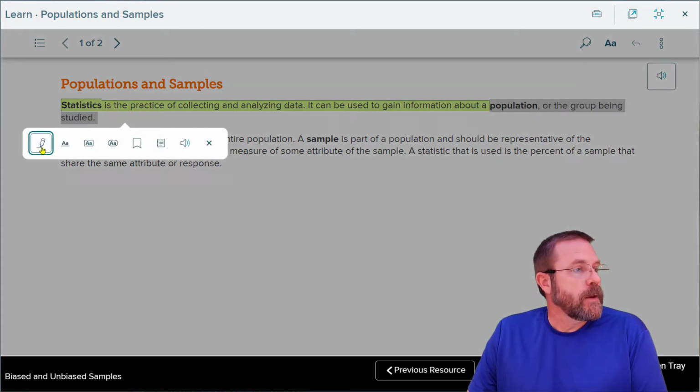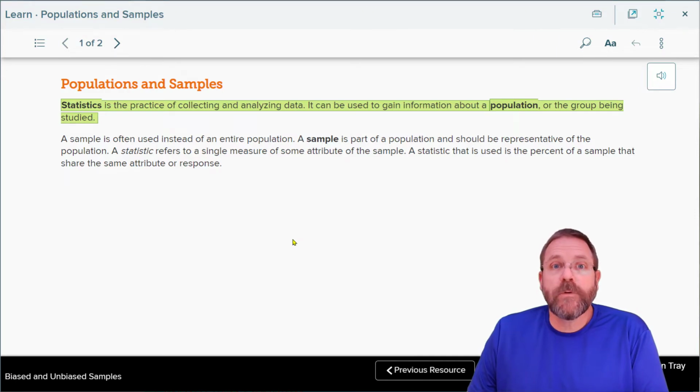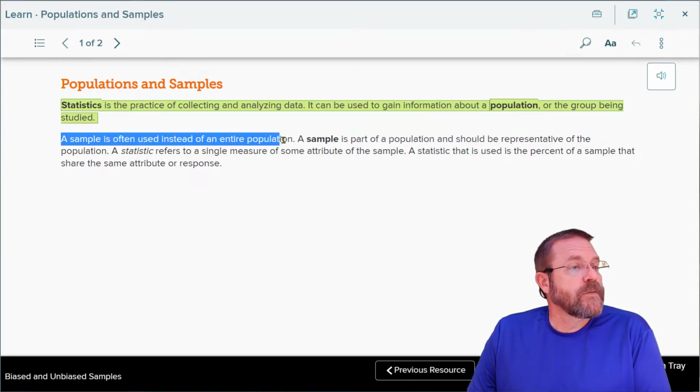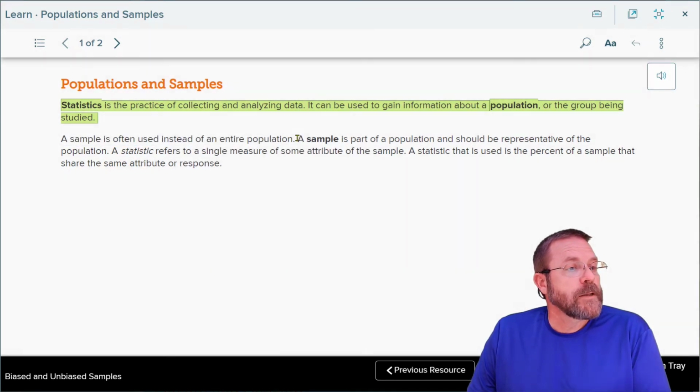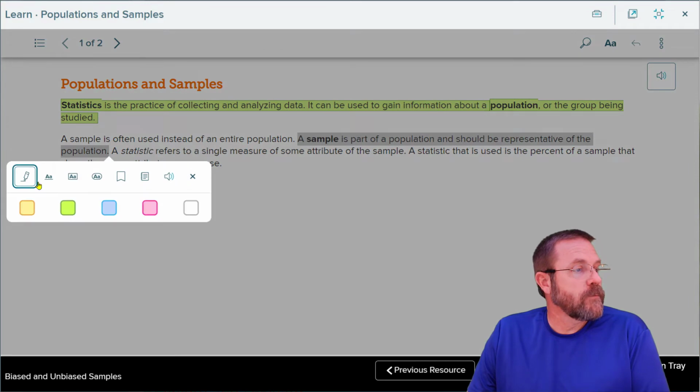being studied. Now, that doesn't necessarily mean a group of people. It could be a group of dogs, a group of horses, a group of plants being studied. Even a group of, I don't know, little pieces of DNA or something, I guess. A sample is often used instead of the entire population, and a sample is part of the population and should represent the population. And there's the next definition right there.